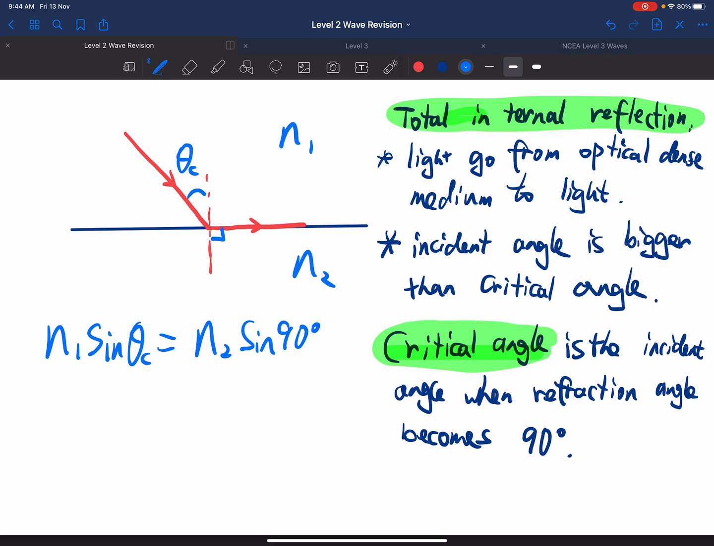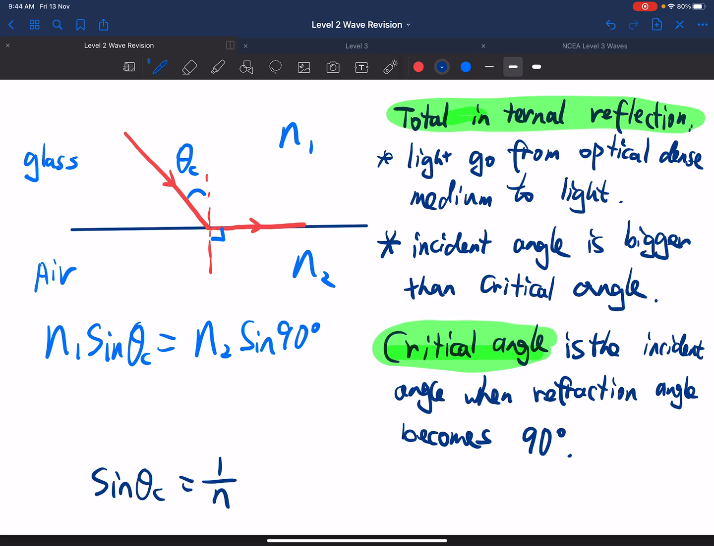So one would be glass, dense medium, another one would be air. All right, here say glass. That's air, okay? And there is a way of cheating. So there is a cheating equation. If it's air, sine critical angle equals 1 over n. Okay, you can remember this one, make it easier.